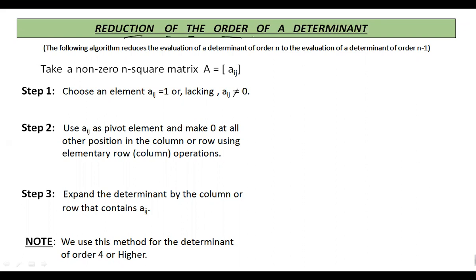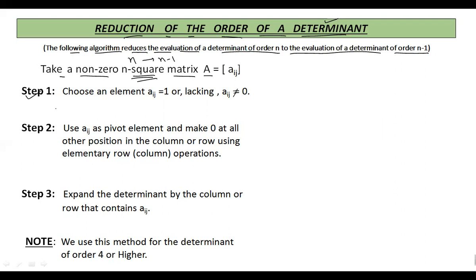Reduction of the order of a determinant. The following algorithm reduces the evaluation of a determinant of order n to the evaluation of a determinant of order n minus 1. In simple words, if we have a determinant of order n, then using this algorithm, we can make it of order n minus 1, that is, 1 order less. Now to start this method, first we need to take a non-zero n square matrix A. You know that when we talk about determinants, we always need to take square matrices.